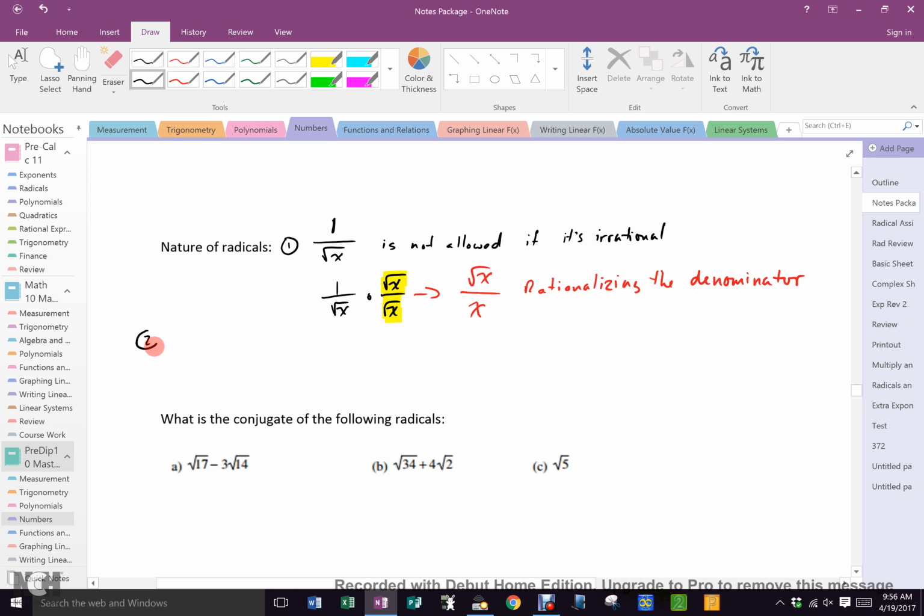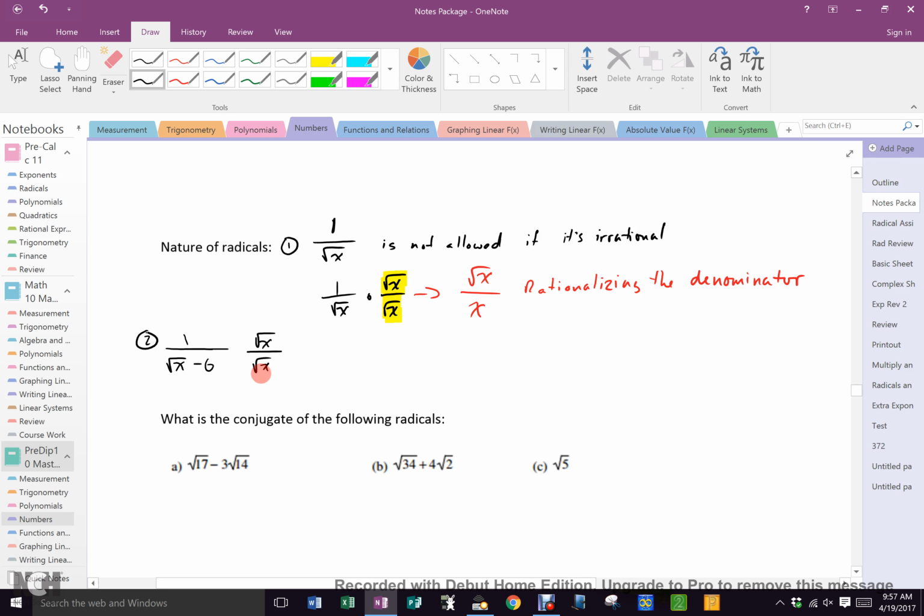The second problem is this. What if I have root x minus 6? Have a look at that. What about that is not allowed? I can't have that radical in the denominator, can I? We know what to do. We got to multiply by 1, yes? And we know that 1 has to have a root, yeah? Everybody cool with that? Okay.